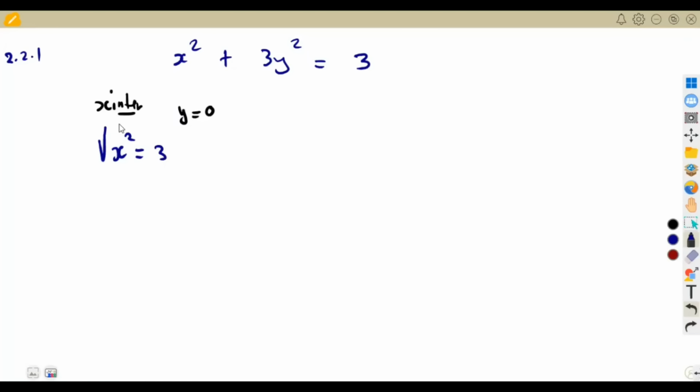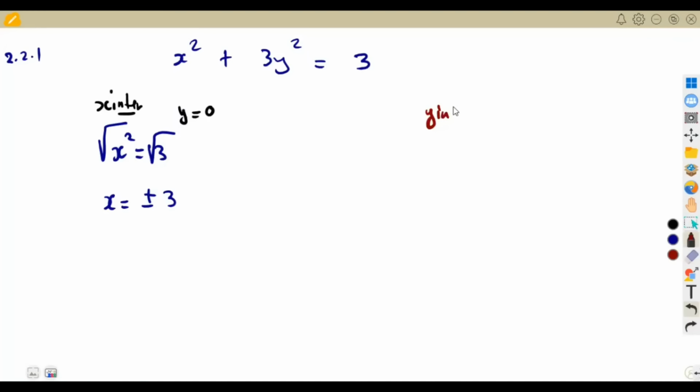To find the x values, we're going to introduce the square root since we've got a square. So that's the square root of any number. Remember, it's a plus or minus. So we're going to have plus or minus square root of 3 in this case, or you can even write it as a decimal if you want. All right. Then we move on to the y-intercept.